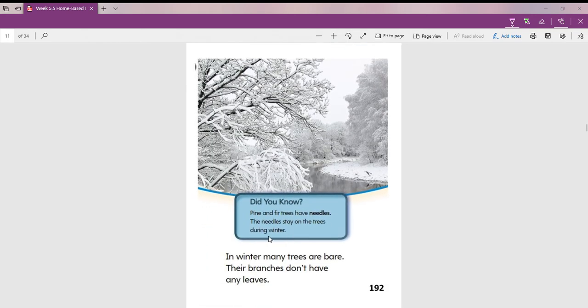Here is another image and another did you know. Remember, we need to be reading these did you knows. Did you know? Pine and fir trees have needles. The needles stay on the trees during winter. So these needles, boys and girls, are not like the agujas that your grandma uses to put the button on your shirt. No, this is what we call the leaves, las hojas, of the pine and the fir trees. Think about a Christmas tree. A Christmas tree is a pine or a fir tree. And those little skinny, thin leaves, they're called needles.